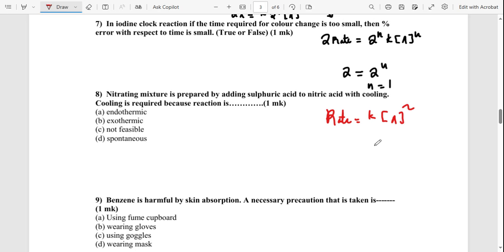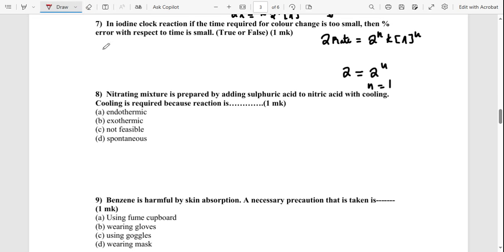So what this tells you is that if I'm doubling the concentration, this is going to be k, the concentration has doubled, raised to the power 2. So this is going to be k times 4, and you can see that the rate has increased by a factor of 4. If you triple the concentration, the rate is going to increase by a factor of 9 because it's going to be 3 raised to the power 2. Does that make sense? Yes, it does. Thank you.